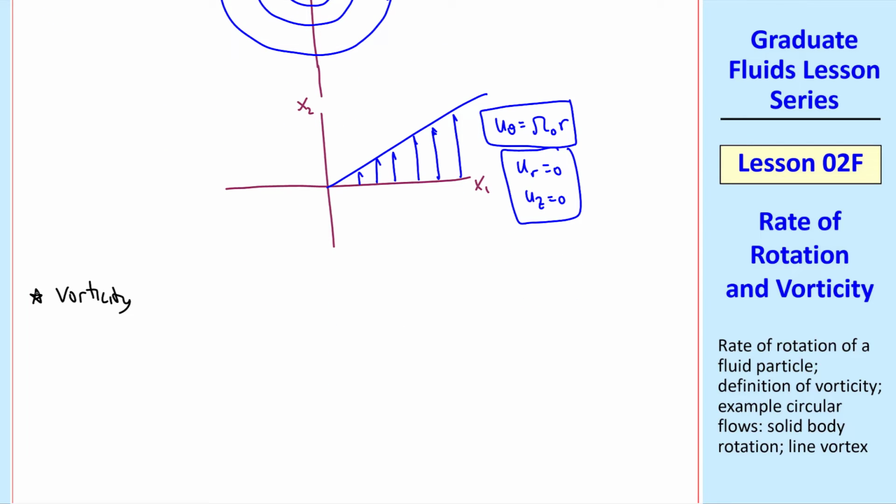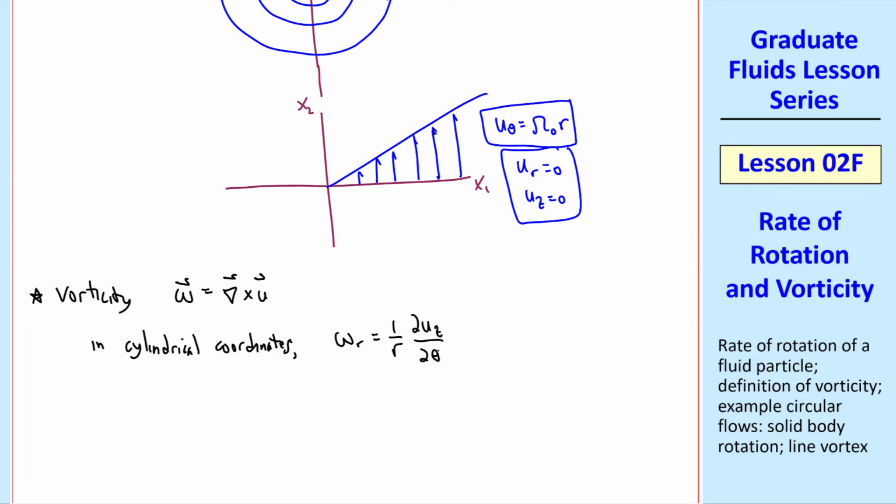Let's calculate the vorticity for this flow. Again, omega is the curl of the velocity vector. In cylindrical coordinates, we look up the components. Omega r is 1 over r del u z del theta minus del u theta del z, while u z is 0 and u theta is not a function of z. So this term is 0.